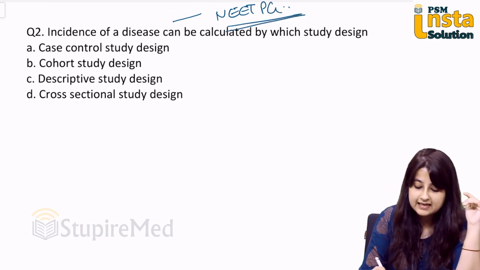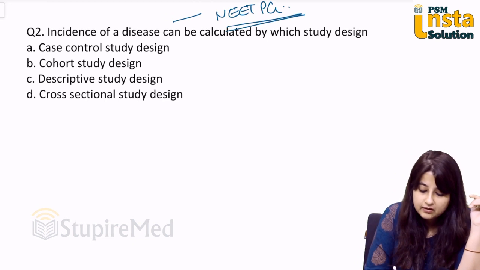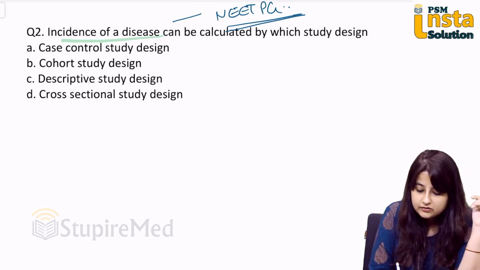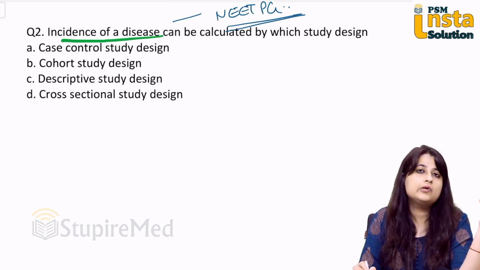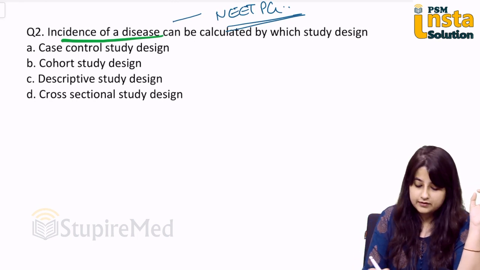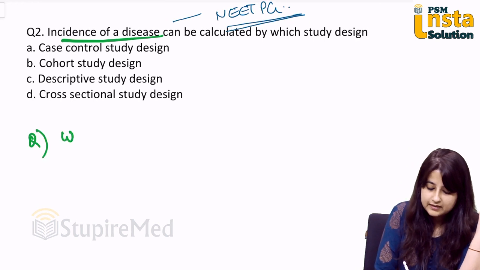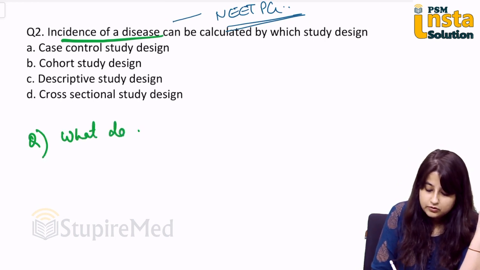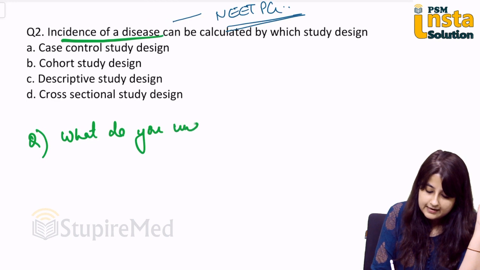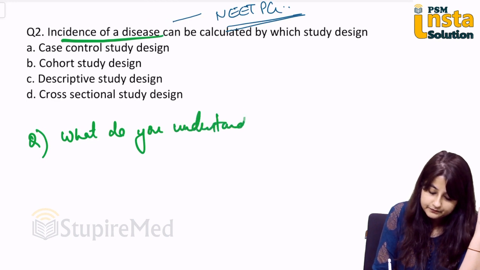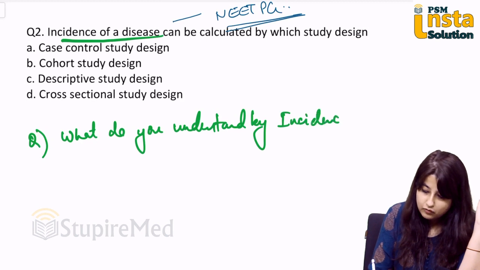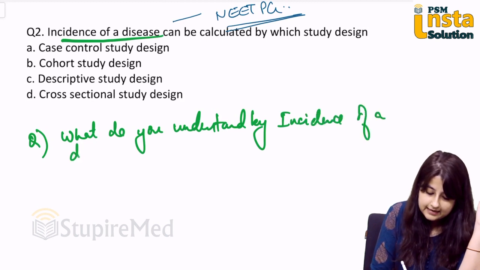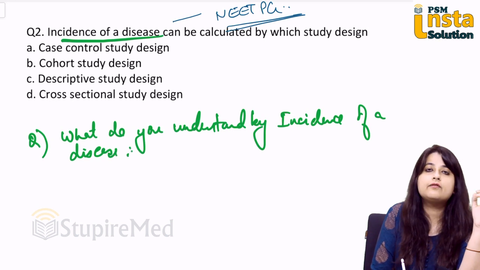So what are we asking? I am asking you here to calculate incidence of a disease. Before we go to the answer, just tell me, what do you understand by incidence of a disease? So what is the meaning of incidence of a disease?